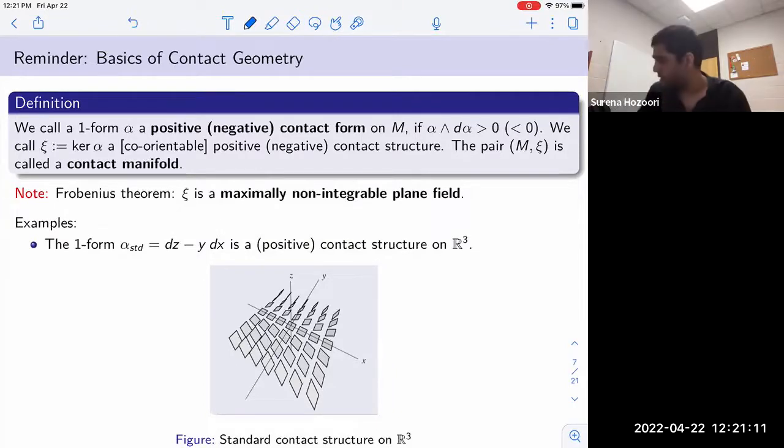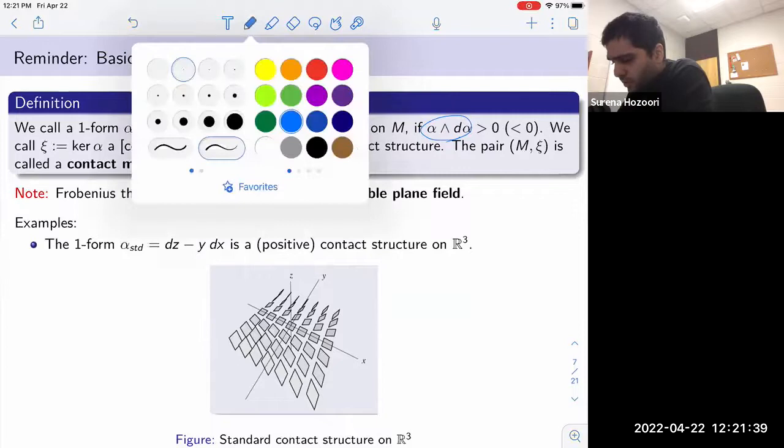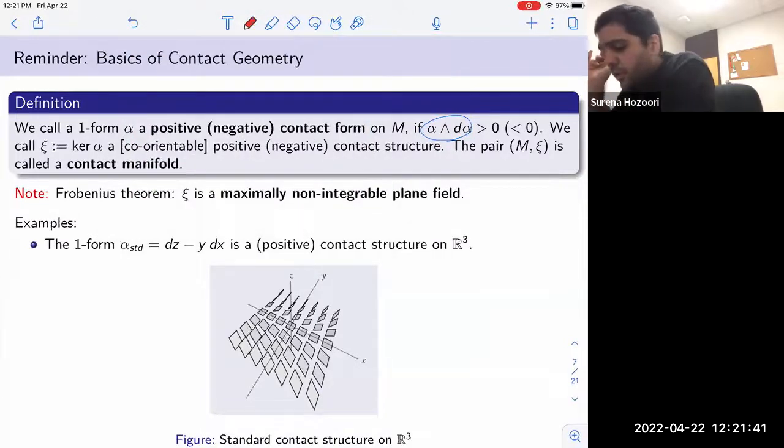But just to make sure that we're on the same page and with the same terminology, I'm going to call a one form alpha a positive contact form on M if alpha wedge d alpha, which is a three form, is positive on M compared to the orientation that M has. If it gives you a negative volume form on M, then we would call that a negative contact structure. And we call the kernel of this one form a co-orientable positive or negative contact structure.